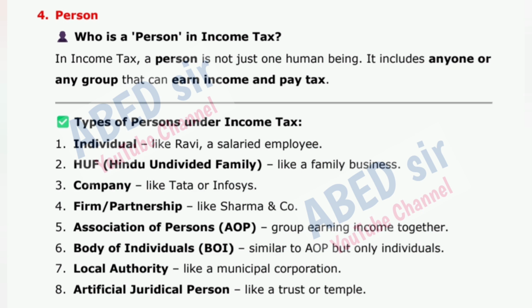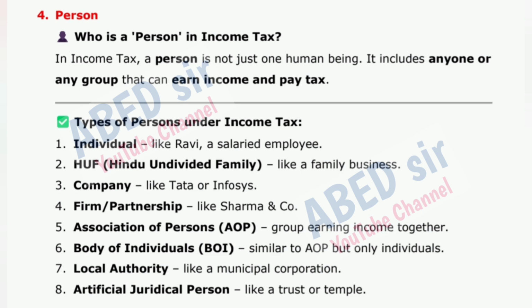In income tax, a person is not just one human being. It includes anyone or any group that can earn income and pay tax. Types of persons under income tax: 1. Individual like Ravi, a salaried employee. 2. HUF, Hindu undivided family, like a family business.